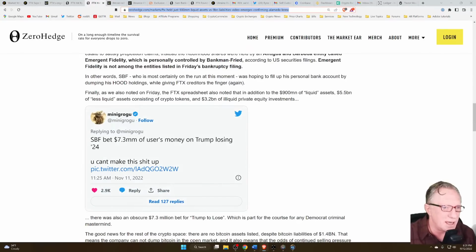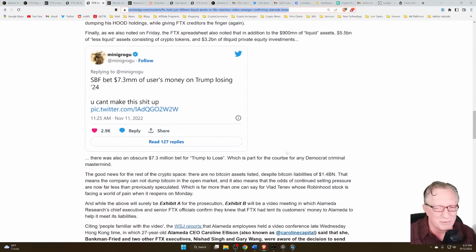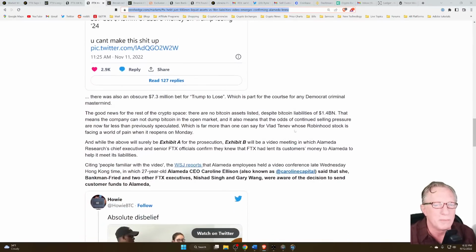Also SBF had bet $7,300,000 that Trump would lose in 2024. Woo, man.